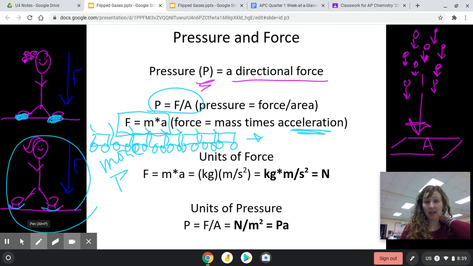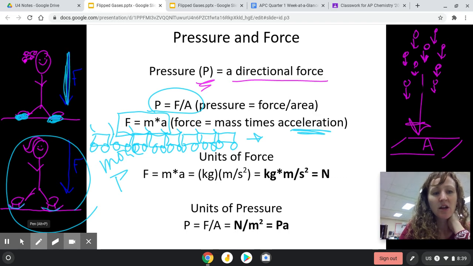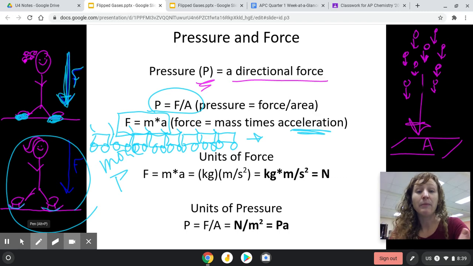And this is what we've been talking about the whole time, right? If you go back to the ice skaters on the side here, we talked about how their force was a gravitational pull. So the mass is contained inside their body, right? It's their body mass. What's the acceleration in that case?